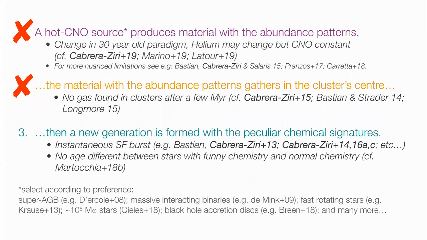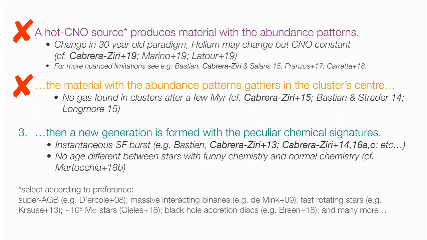So these are the main premises of the current models put forward to explain how globular clusters and the peculiar abundance patterns form. The first premise is that this is a product of hot CNO burning. This happens in the interiors of massive stars. However, we have shown that this picture is at least incomplete, and there are some chemical patterns that cannot be reproduced by these means.